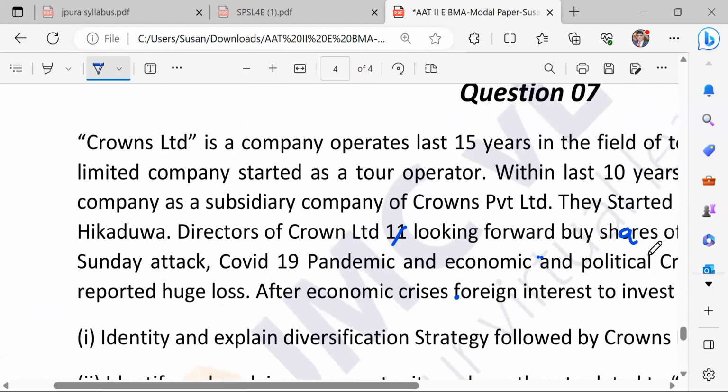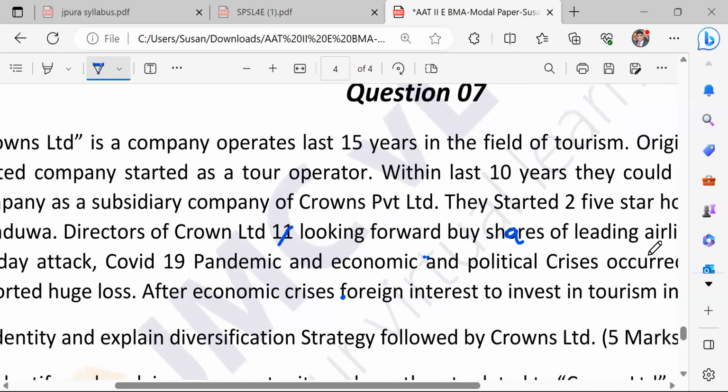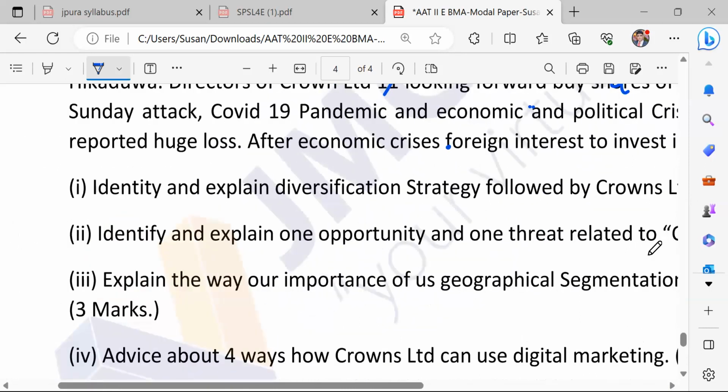What else? They have 5-star hotels. That is also tourism. And they are planning to buy shares of a leading airline. These diversifications are known as related diversification, right? Why? All these diversifications are related to the tourism industry, right?